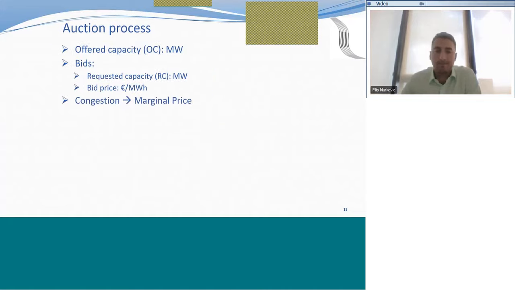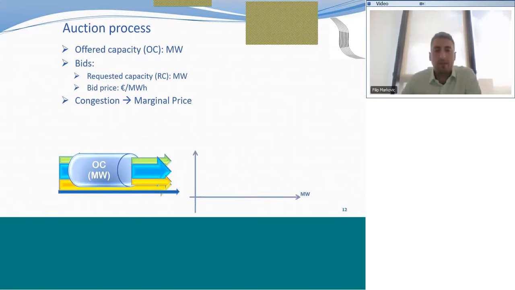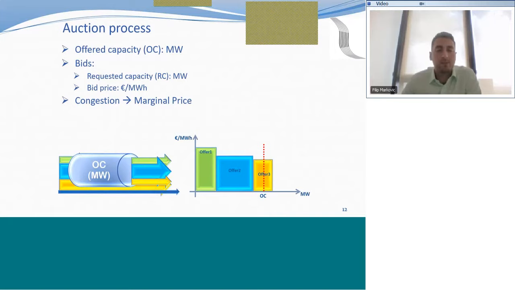In the second example, after bids are submitted, we have a situation that requested capacity is higher than offered capacity. Bids are again sorted by bid price in descending order and accepted one by one until all the offered capacity is allocated. We can see that the first two bids are fully accepted, while the third one defines the marginal price. So that's the marginal bid, the last accepted bid. The fourth bid has a lower price than the marginal price and therefore it is rejected.